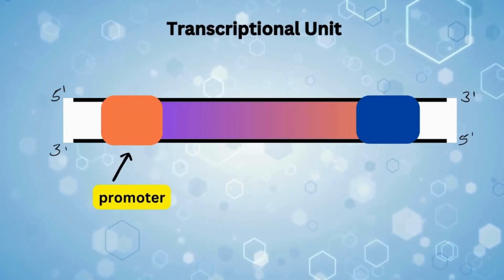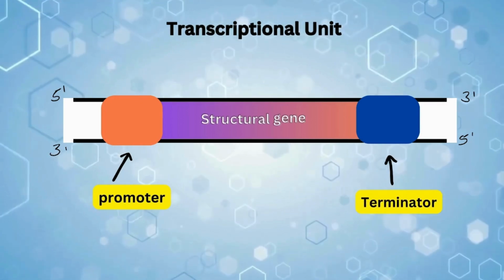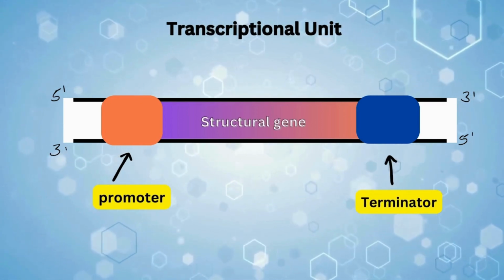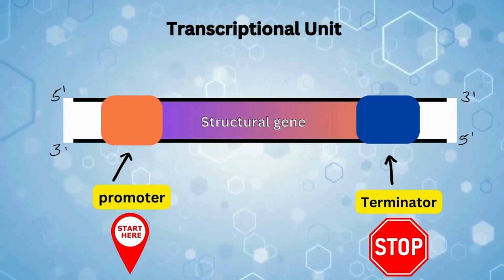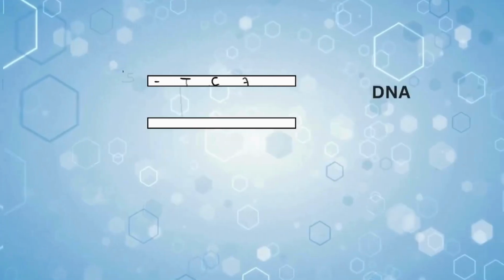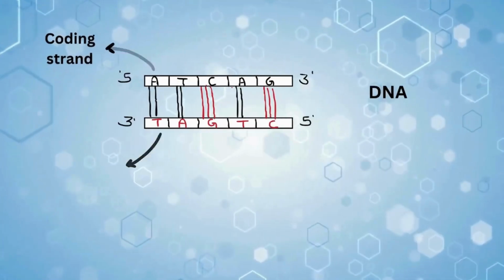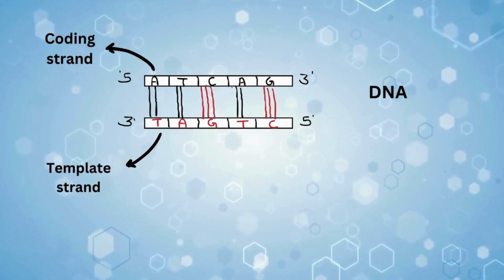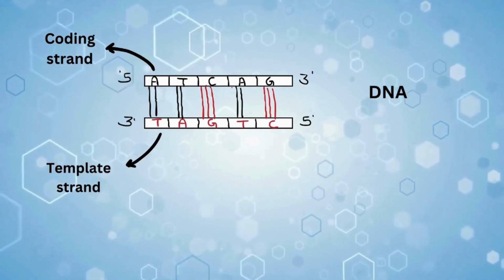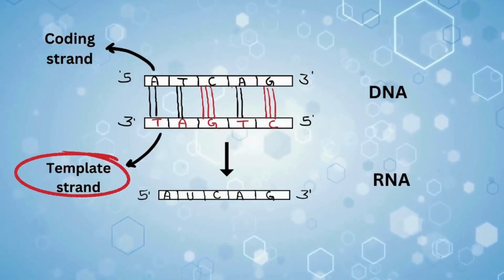Transcriptional unit basically consists of three components: promoter, terminator, and the structural gene. Promoter is the site where the transcription starts, and terminator is the site where the transcription stops. You know that DNA is a double-stranded structure. It consists of two strands, coding strand and the template strand. During transcription, RNA is synthesized using the template strand.